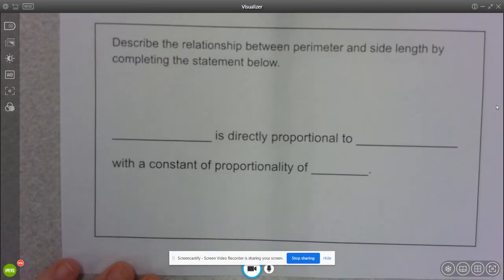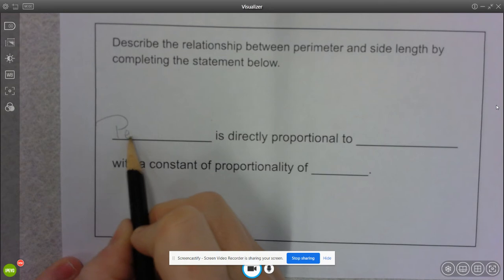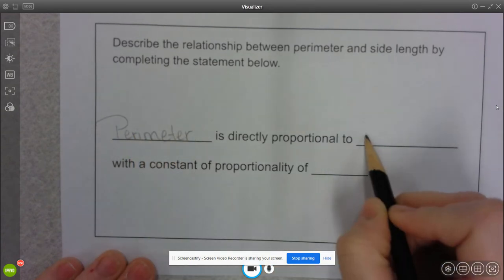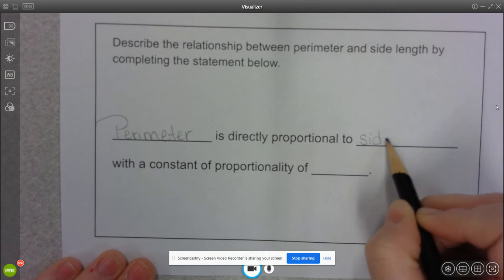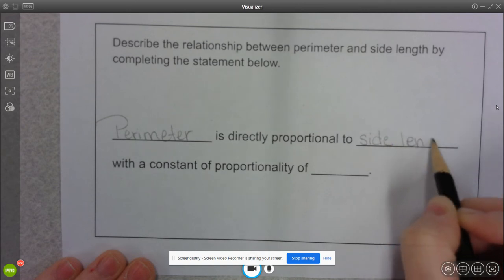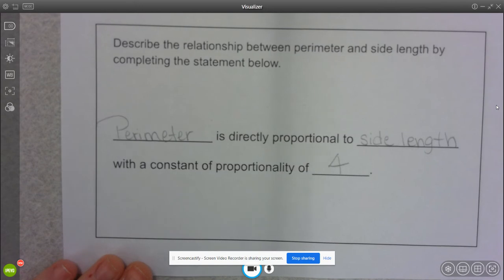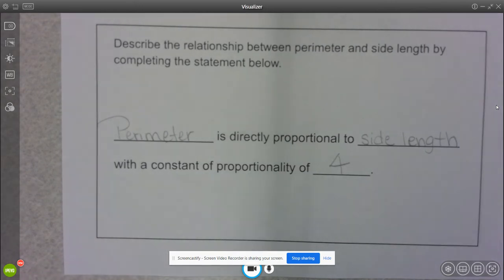So here, if we fill this out, our perimeter is directly proportional to the side length in our square, and our constant of proportionality was 4.